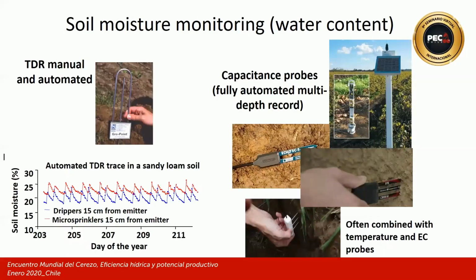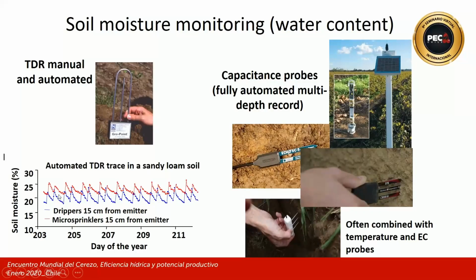There are two major technologies now used for measuring soil moisture content: time domain reflectometry, TDR, and capacitance probes. Both can be fully automated, although TDR tends to be more expensive. An example of an automated TDR trace is shown, indicating water content changes in response to daily scheduled irrigation in a sandy loam soil. There are a couple of things to note.